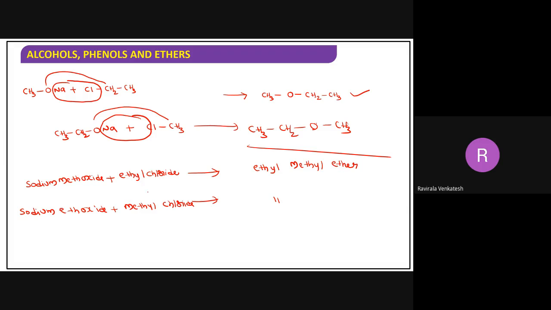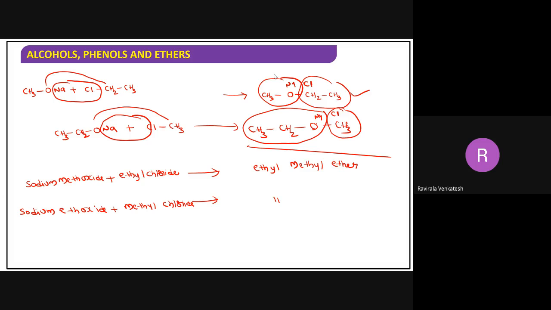Correct? What I mean to say is that I can put the halogen X, the chlorine, here, or I can put the chlorine here also. I can put ONa here, or I can put ONa here also. Like this also we can do. Two types of combinations we are getting.